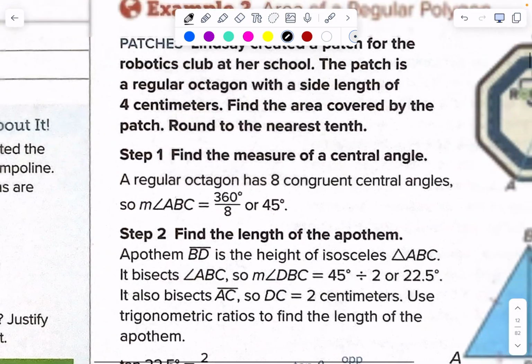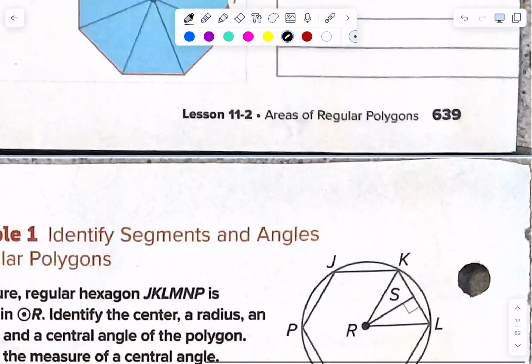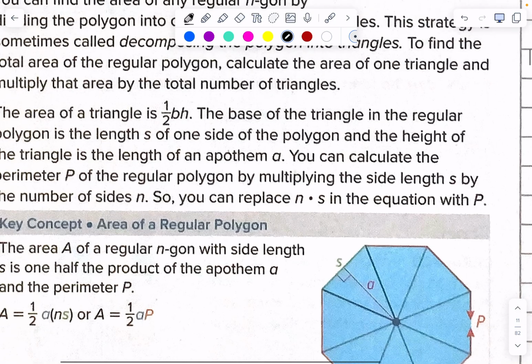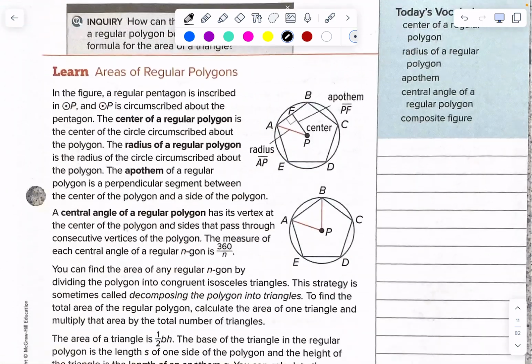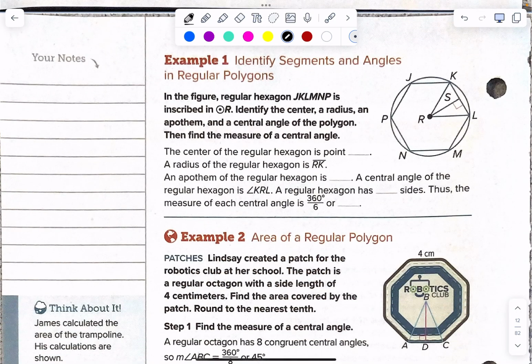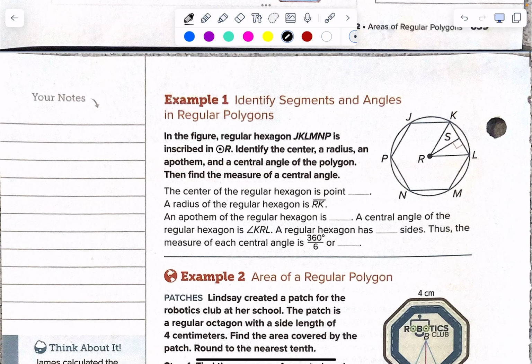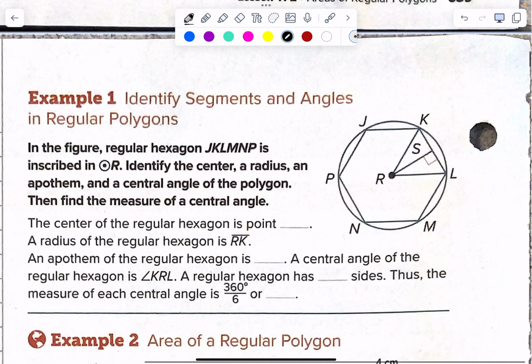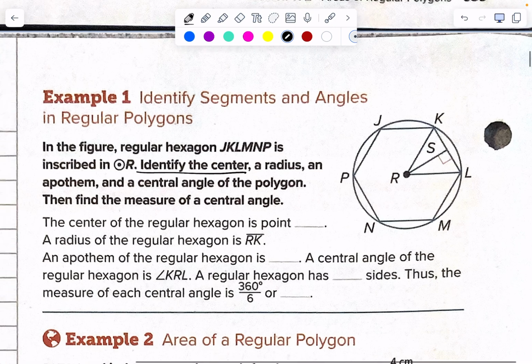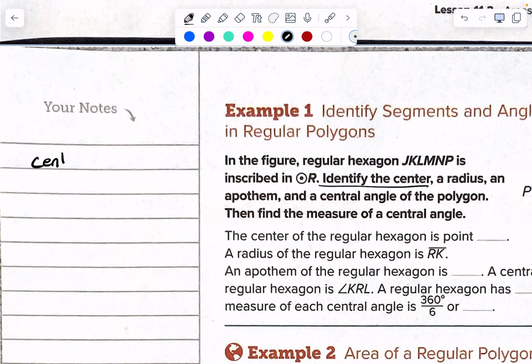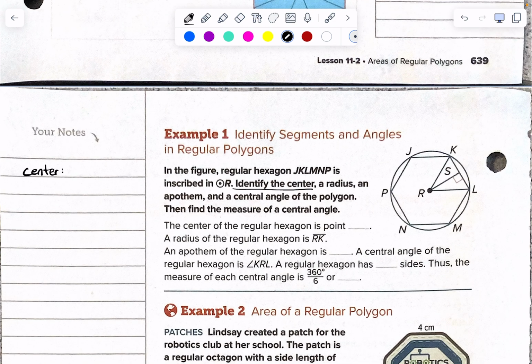Okay, let's go back to example 1, just identifying segments. Here we go. This is a regular hexagon. Identify the center. Okay, what's the center of this thing? R. What's the radius? S. A radius.